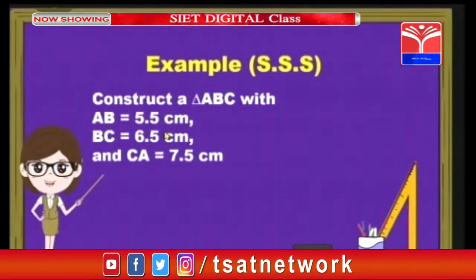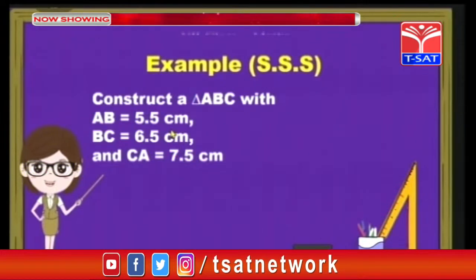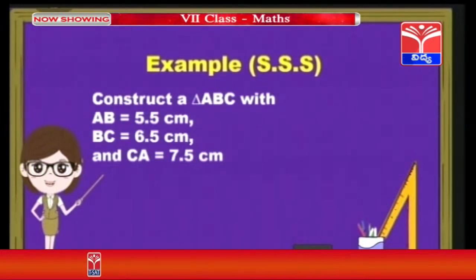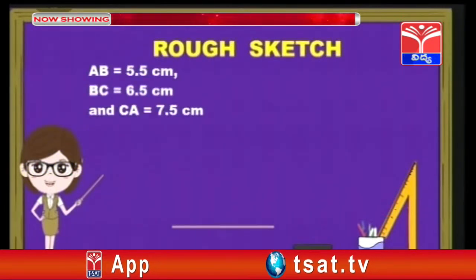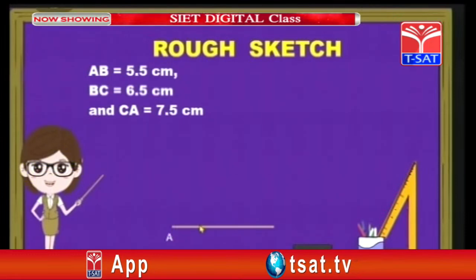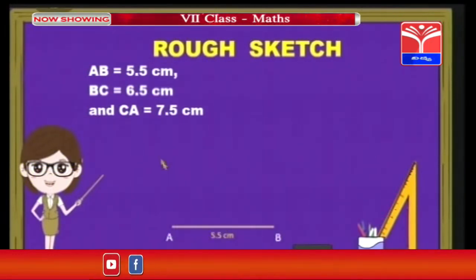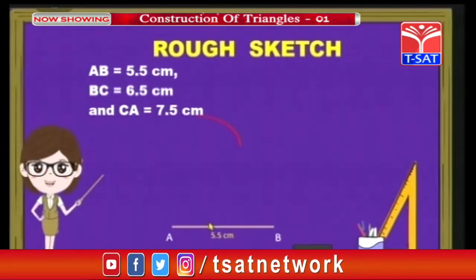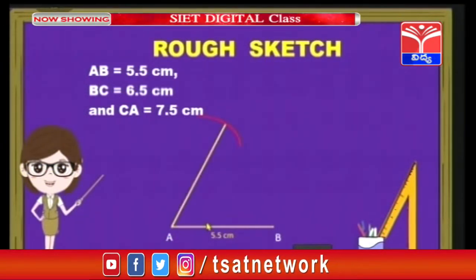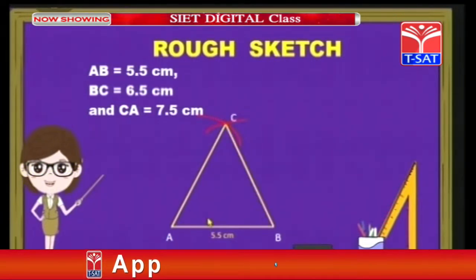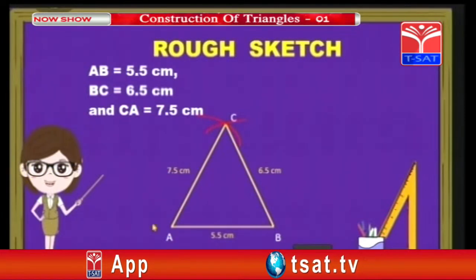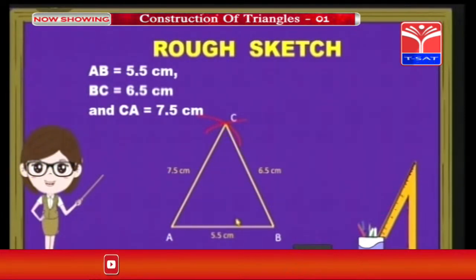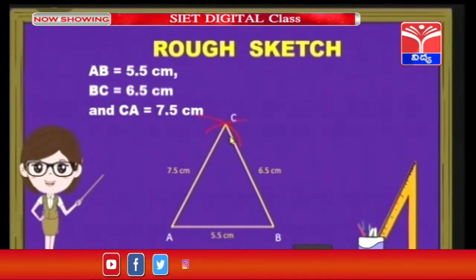For constructing any geometric figure, we need to draw a rough sketch first. Let us see the rough sketch of this construction. Here I have taken the base as AB. You can take the base as BC or CA also. Now, from A we have taken an arc, from B another arc, so that we got our triangle here. In this way we will draw a rough sketch before constructing a triangle.